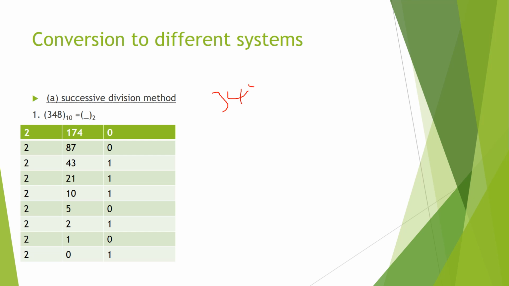That is 348, you divide by 2, you get 174 remainder 0. So in one column we are recording our number that we get, and the other side we are also recording the division. So now if you take again 174, you divide by 2, you get 87 remainder 0. So we record the 0 here.